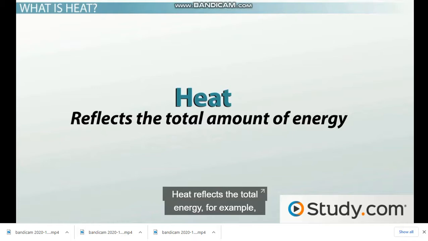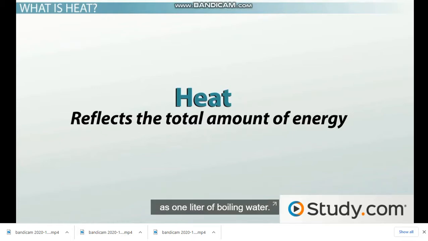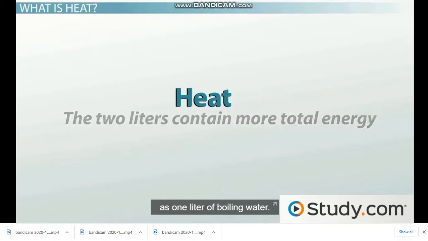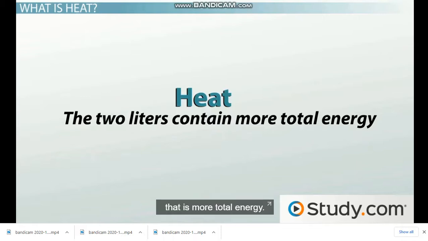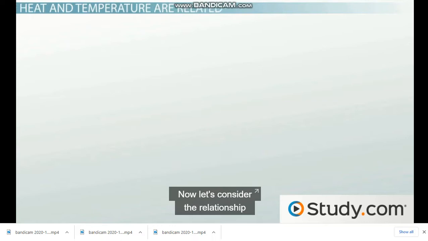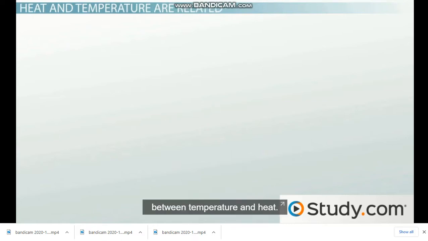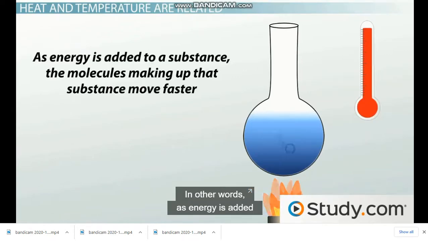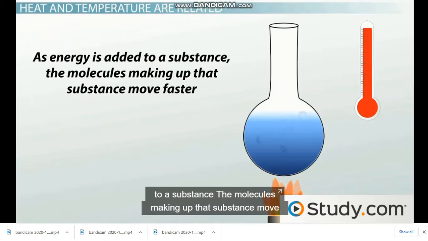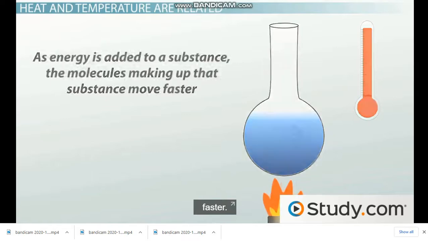For example, 2 liters of boiling water has the same temperature as 1 liter of boiling water. However, 2 liters contain more heat, that is, more total energy. Now let's consider the relationship between temperature and heat. As substances are heated, the temperature increases. In other words, as energy is added to a substance, the molecules making up that substance move faster.